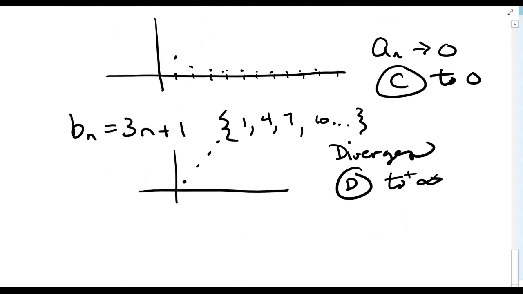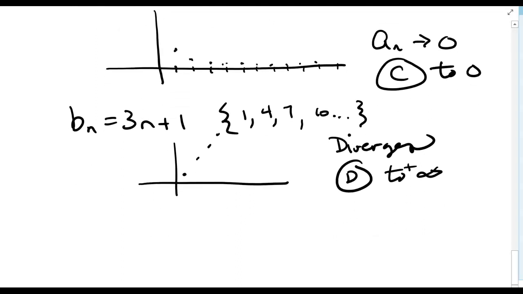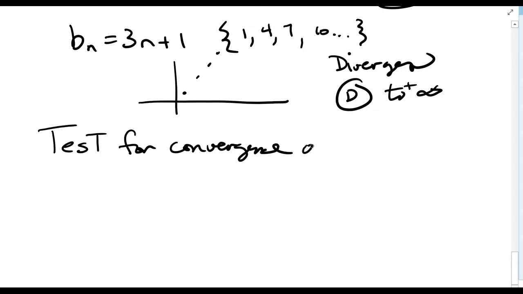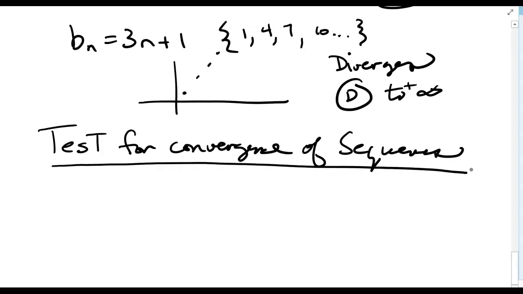So how do we test this? Throughout this unit, you are going to learn about a series of tests, and I will post a document for you that'll summarize all the different tests. This is our first test. Most of the tests we're going to do are for series, not necessarily sequences, but this particular one is for a sequence. The test for convergence of sequences.